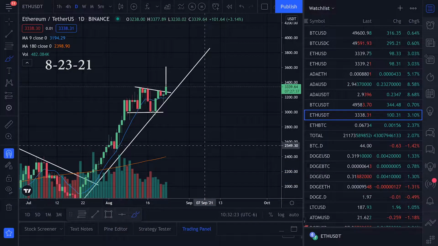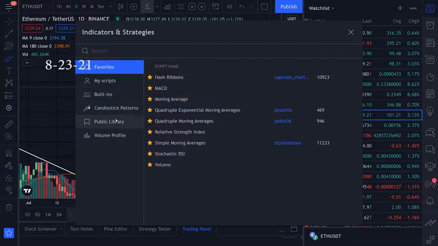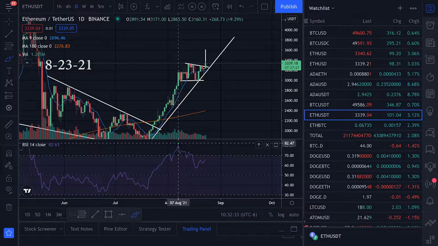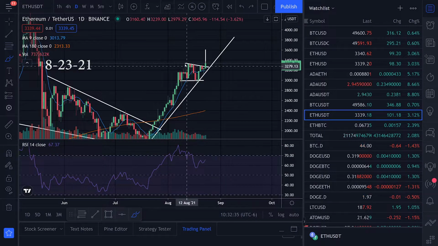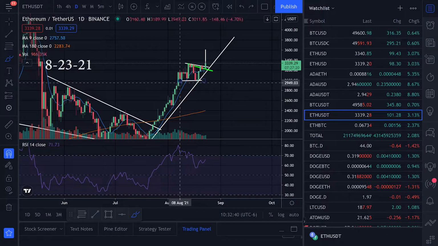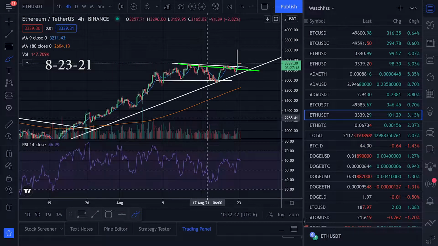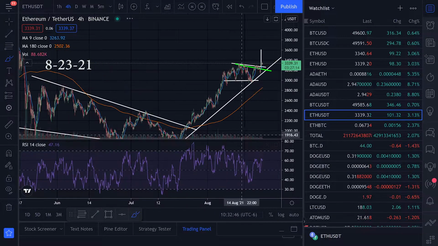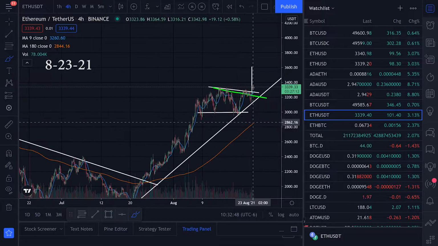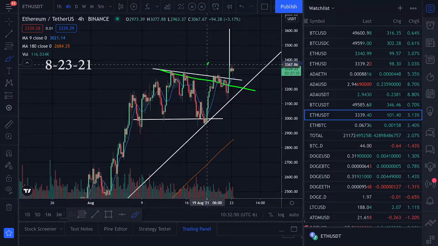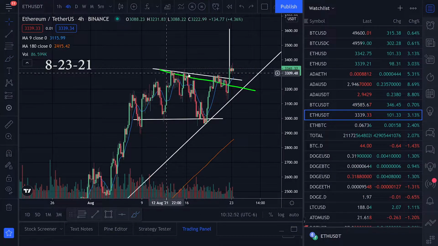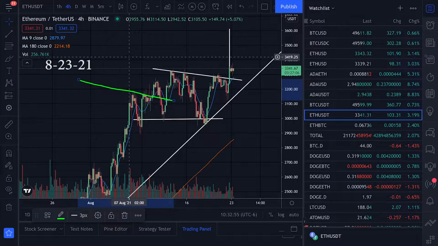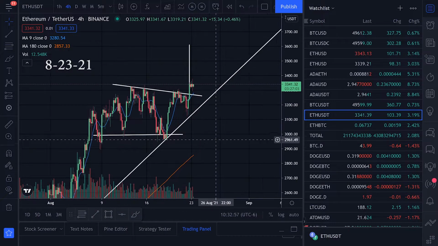So I guess we could look at the RSI real quick. The RSI is trending down and the price is kind of going sideways. The price was trending down and we got a breakout right here. What I was watching is the 4-hour time frame. I'm not really sure, it doesn't look too bearish. I don't think it looked too much like a bearish divergence is what I'm trying to say.